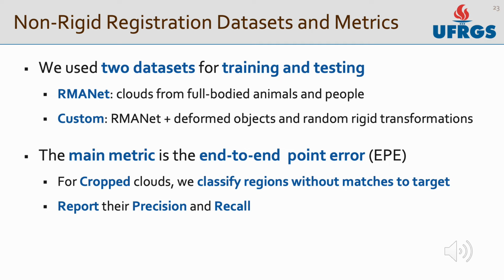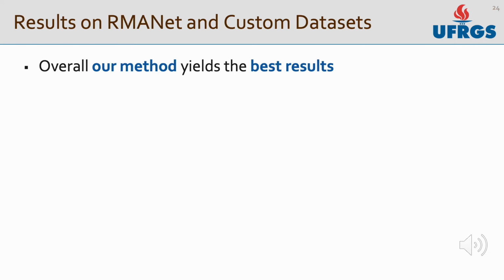For experiments with partial clouds, we classify regions in the source cloud without match in target. We report precision and recall for this classification. Overall, our method has the best performance in both datasets.